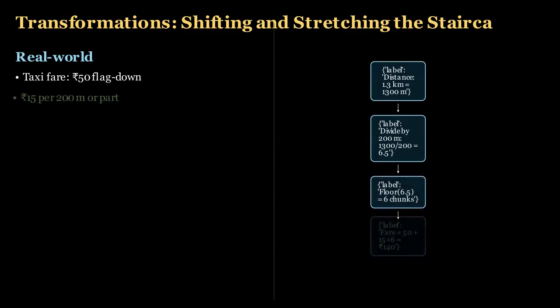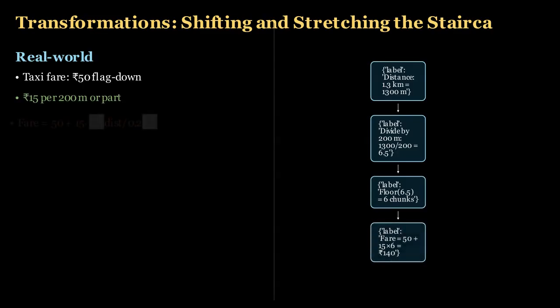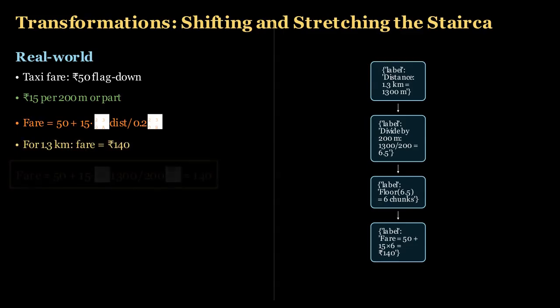Notice the structure: the base fare is a vertical shift, the per-chunk rate is a vertical stretch, and dividing the distance by the chunk size inside the floor is a horizontal scaling. The same method works for any step pricing, just identify the shift, the stretch, and the scaling.